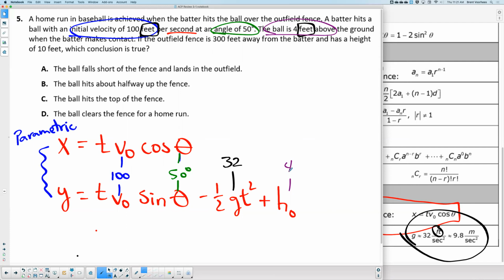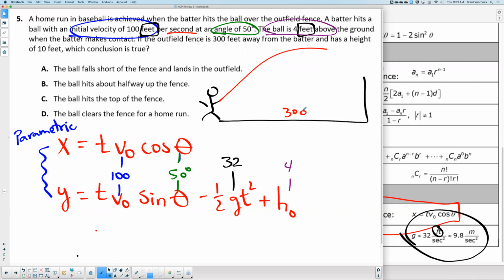On this one, I do have relations I would add to see if it's a home run or not. So it says the outfield fence is 300 feet away from the batter. Let's do the best I can to quickly draw this. I'm a great artist, as you know. Fantastic artist. Ball goes off. We want to know what's going to happen with the ball. It says the fence is 300 feet away. This is a 300. What type of variable would that be? An x, a y, a t, an h, a theta. What is 300?